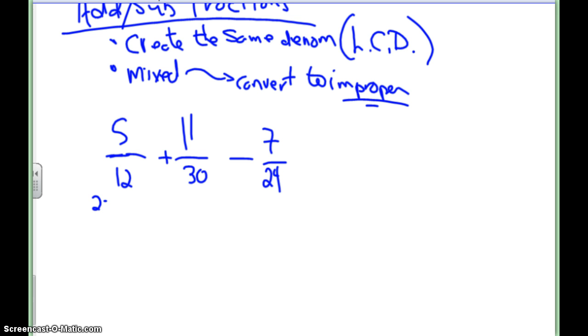This is 2 times 2 times 3. This is 5 times 6, so this is 2 times 3 times 5. And this is 8 times 3, so 2 times 2 times 2 times 3. Those are the denominators that are factored out. What is the lowest common denominator of this?